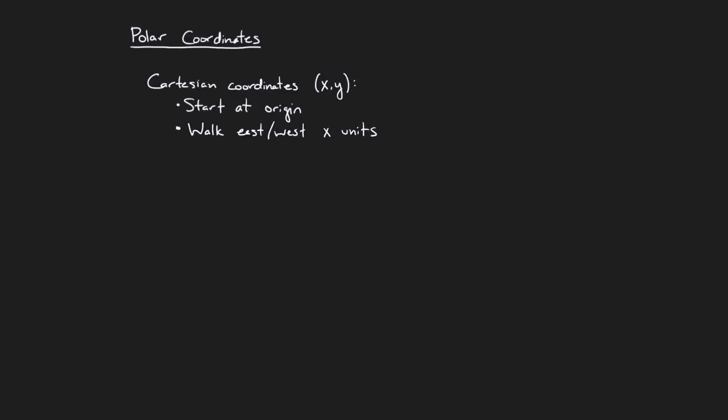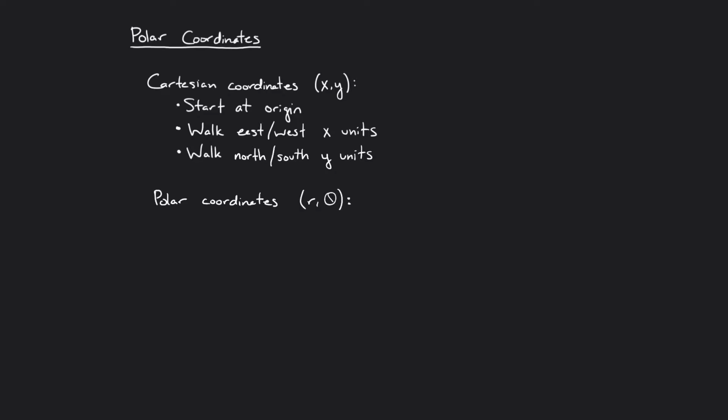So first, let's recall how Cartesian coordinates work. Say we're given a point in Cartesian coordinates, which we usually denote x, y. What does this mean? Well, I like to think about coordinates as directions to get to a specific point. So the directions we might give are: start at the origin, walk east or west x units, depending on whether x is positive or negative, and then walk north or south y units. And this is how you get to a point specified in Cartesian coordinates.